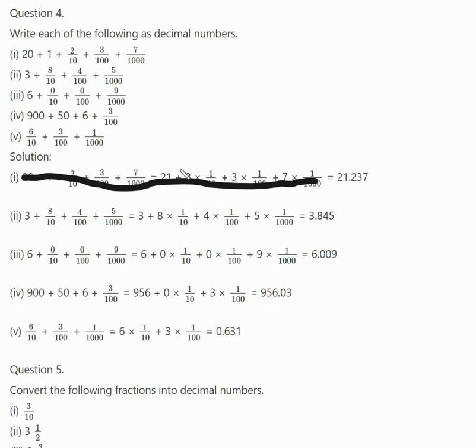Last sum, there is no whole number part. Only decimal parts are here. So, whole number part is 0. 0 point. 10th place, we have 6. 100th place, 3. Sorry, 6, 3, 1. 0.631. Yes. Right. Next.